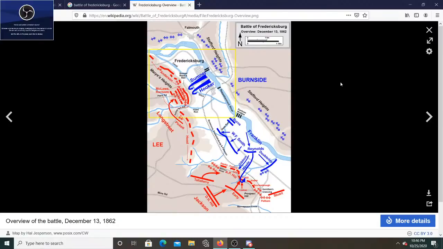So another question I have, just looking at the map: it looks like the Union does have a lot of artillery up on the heights, the Stafford Heights. Was that very effective during this battle, or was it a little too far away? No, it's a little too far away. Now, I'm going to tell you the truth.